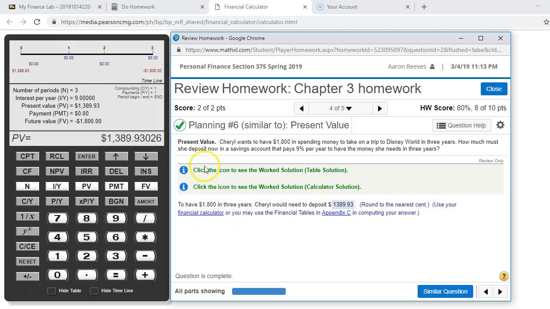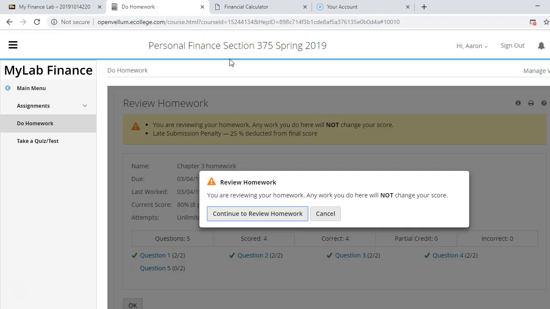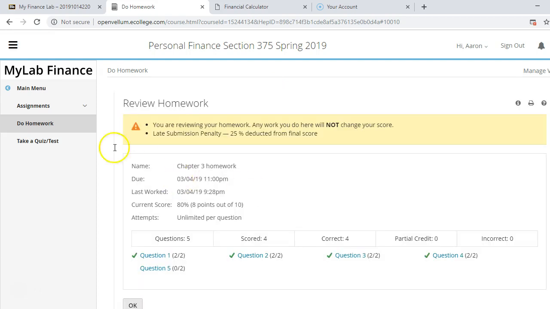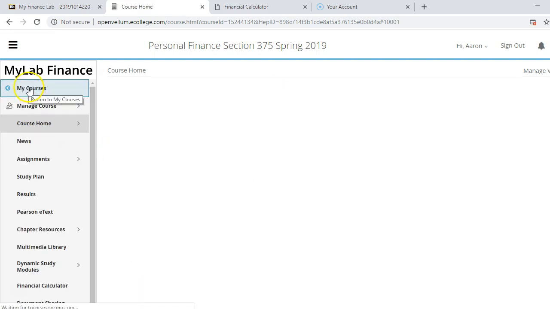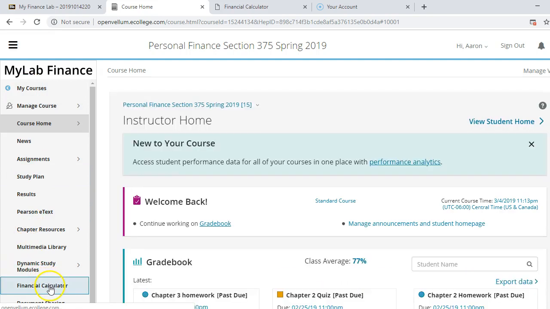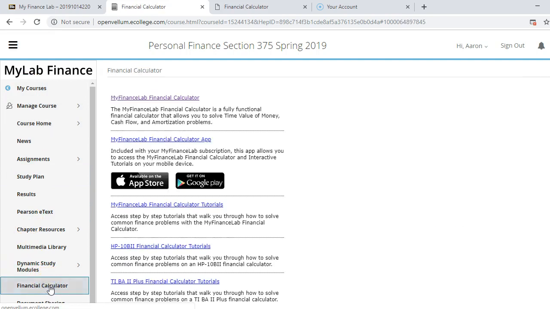Okay, so in order to find the actual calculator again, let me cancel out of here. If you go to your main menu, just click where it says Financial Calculator, and then click on the MyFinanceLab Financial Calculator. It will bring up the one we just used to work on those examples.